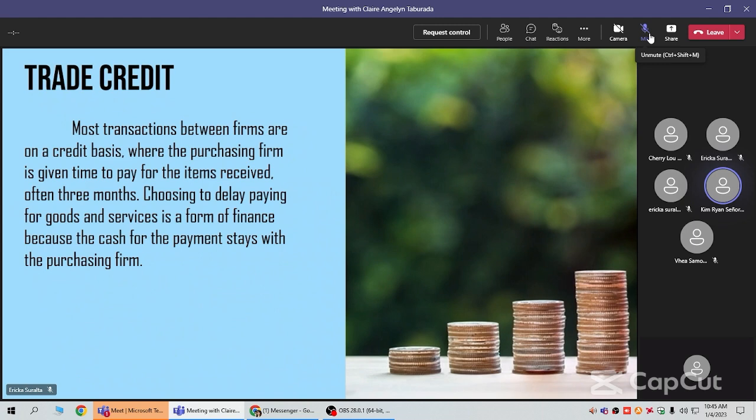So trade credit is a business to business agreement in which a customer can purchase goods without paying cash upfront and pay the supplier at a later scheduled date. Like, for example, you have a business, so you need to provide your service before they pay you. So next we have bank factoring.